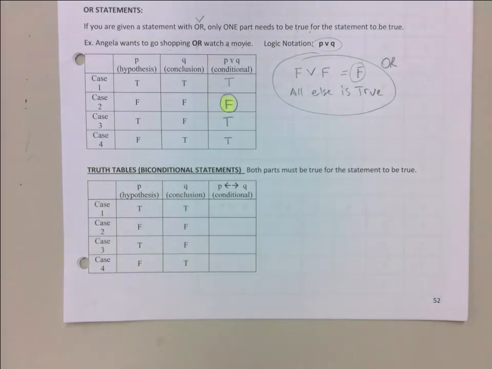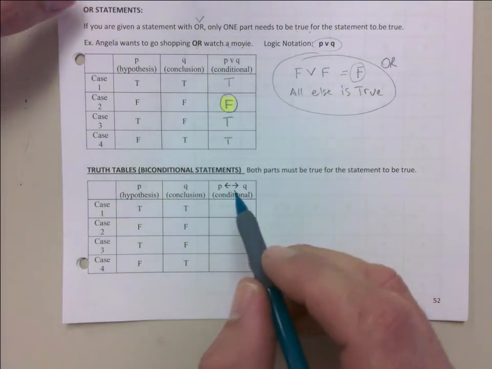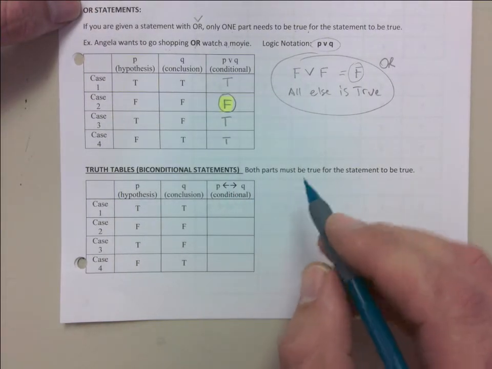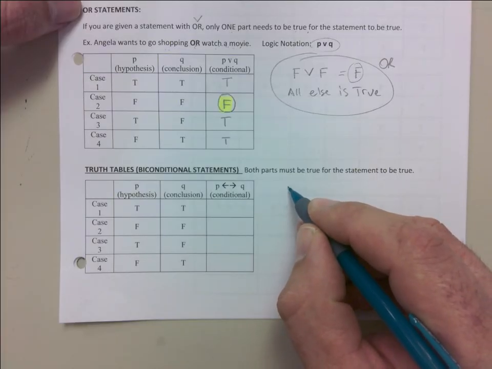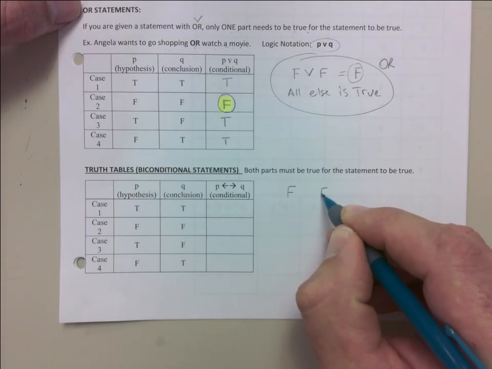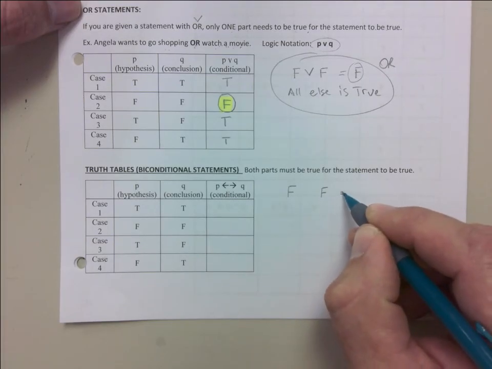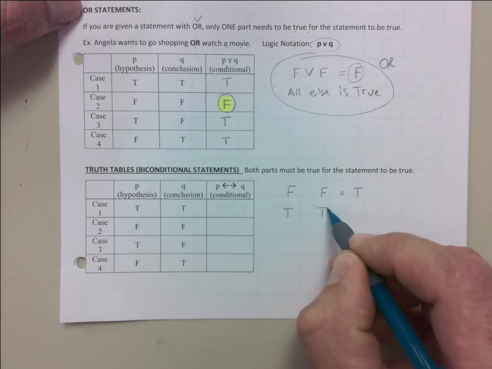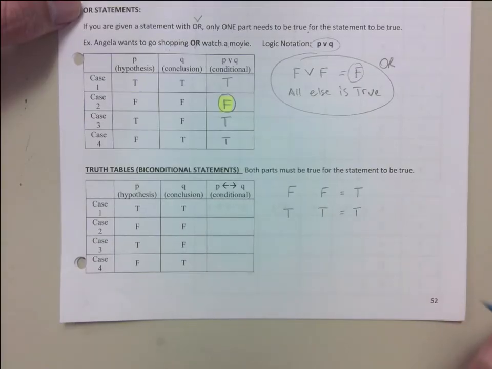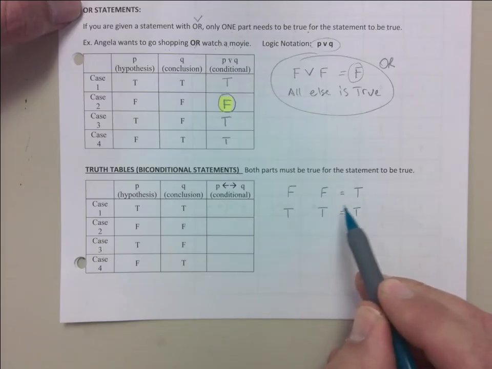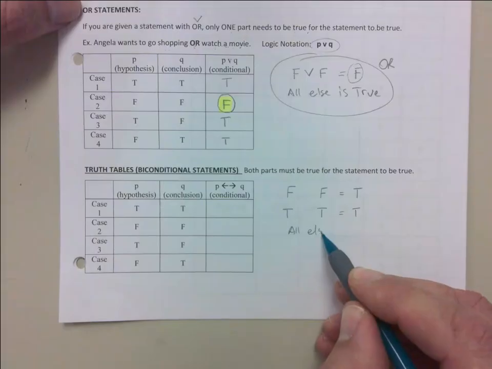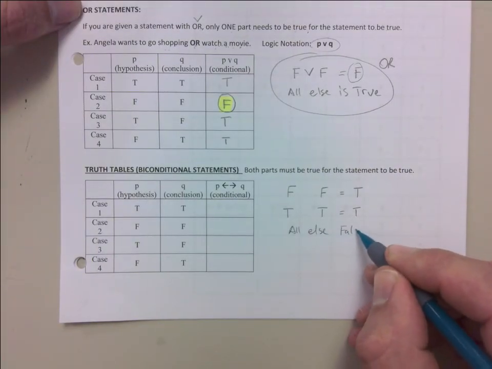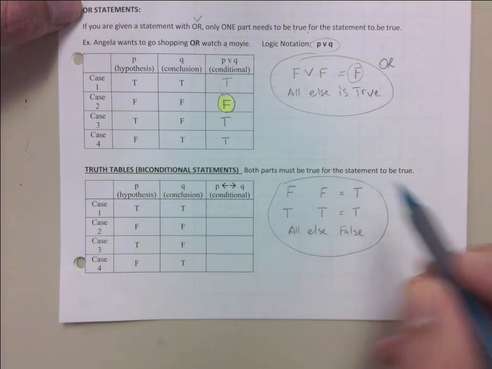Basically, for biconditional, I will say this. If you're looking for where both parts are false, then it's going to be true. Or where both parts are true, that is also going to be true. So these are the 2 that are easiest to find. All else is false. That's biconditional.